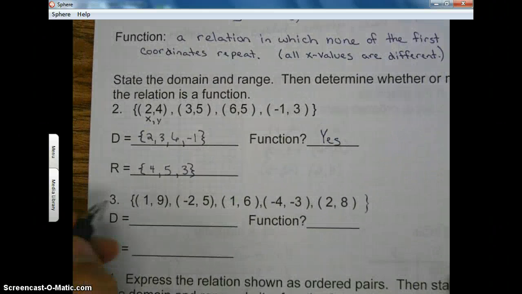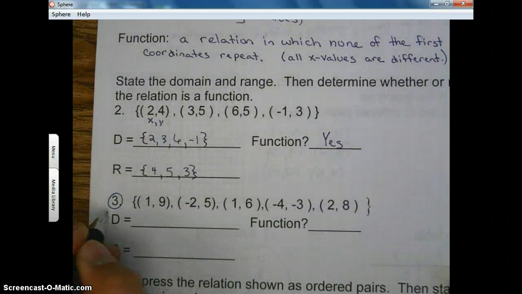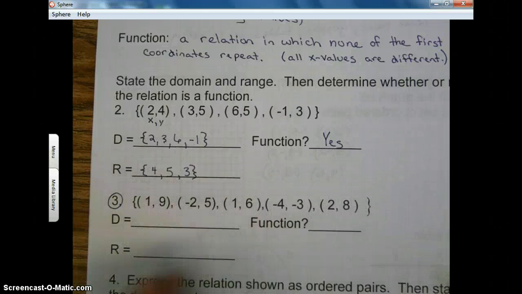Okay, so you try number 3 on your own. Tomorrow I will check your number 3. When you get your video notes out, I will be checking that you have number 3 done.